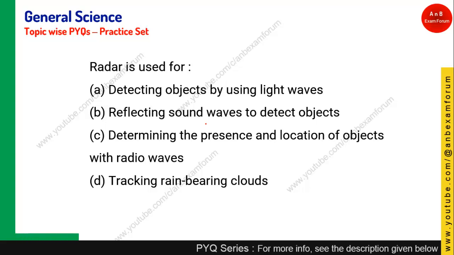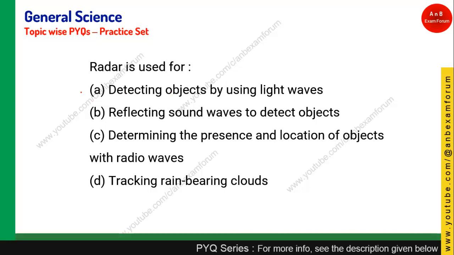Let's see the next question. Again, it is related to radar. Radar is used to find a detective object using light wave. No, so this is incorrect. Reflecting sound wave to detect the objects. It does not use sound wave. It is basically sonar which uses sound wave to detect the object. So it is sonar basically, not radar.